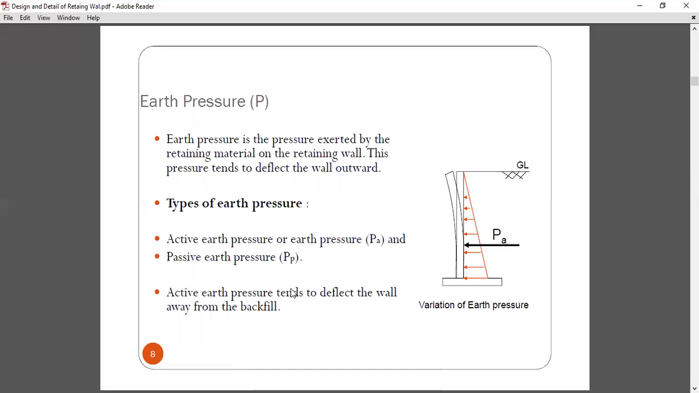Earth pressure. Earth pressure is the pressure exerted by the retaining material on the retaining wall. This pressure tends to deflect the wall outward. As we see in this diagram: the actual position of the retaining wall, and the deflected position of the retaining wall due to the pressure. The pressure continuously decreases from down to up.